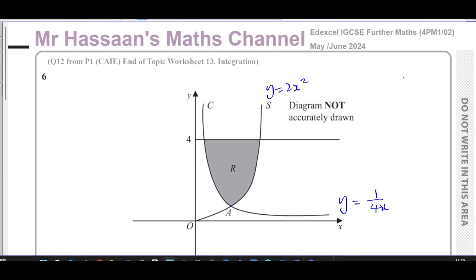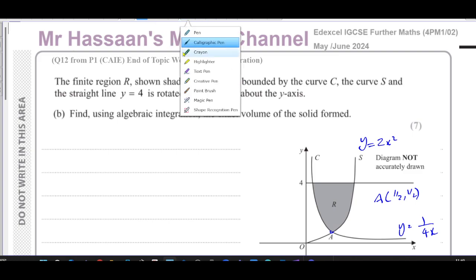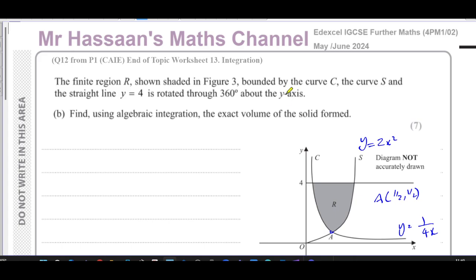All right, so now we're going to go on to part B. So just in case I forget, this is curve S, y equals 2x squared. This is curve C, which is 1 over 4x. And this is the point A. And the point A has coordinates a half and a half, just in case we need that. So it says the finite region R, which is this shaded region here, is bounded by the curve C and the curve S and the line y equals 4. And this region is rotated about the y-axis, 360 degrees.